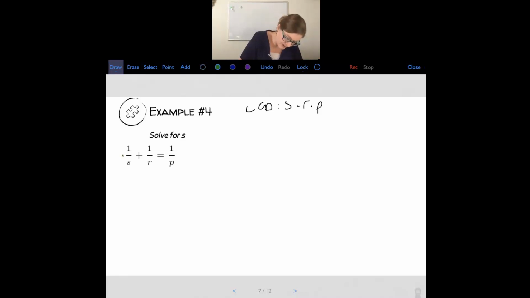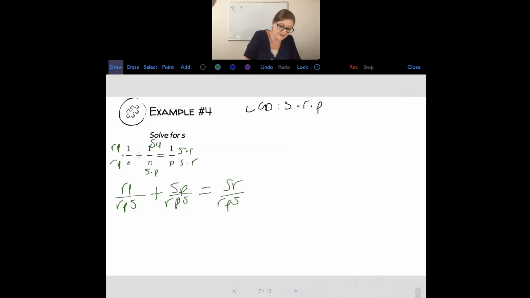So this first fraction needs r times p, so I multiplied by r times p on the top and bottom. The second fraction, the denominator needs s times p, so I do that in the numerator. And then the third fraction needs s times r. Okay, so now I have rp over rps plus sp over rps, equals sr over rps. So they all have the same denominator. You could technically multiply both sides by that. So we have rp plus sp equals sr.